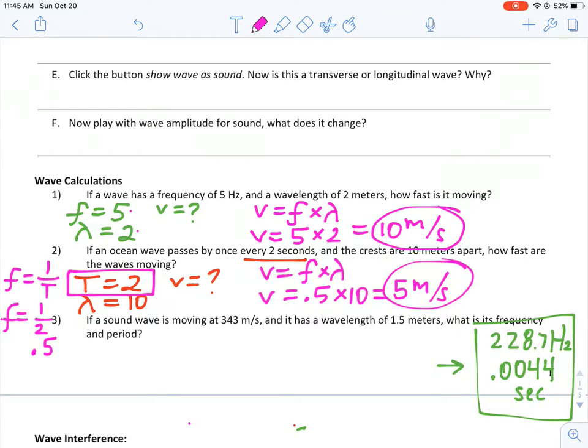You have several class problems that involve these two formulas, so go ahead and take a look at those and do some practice.